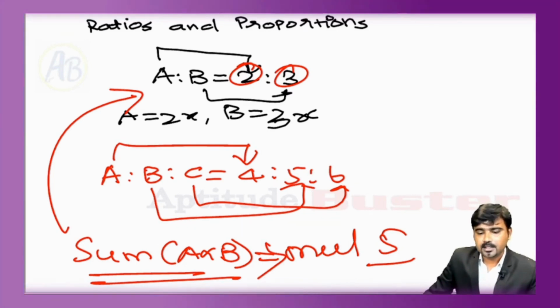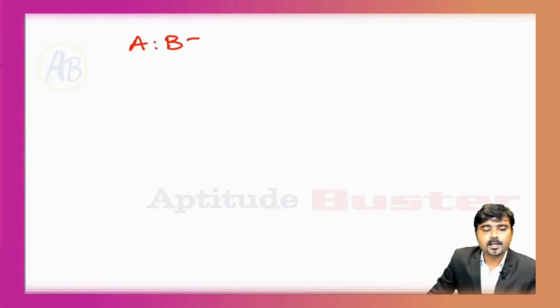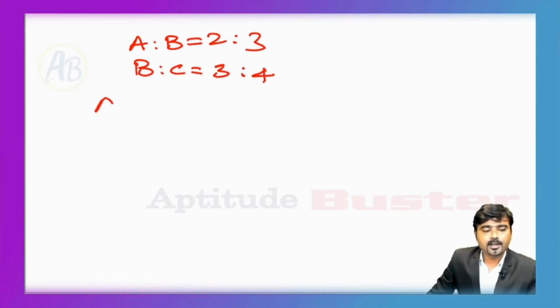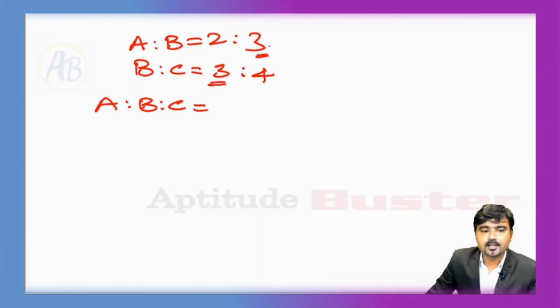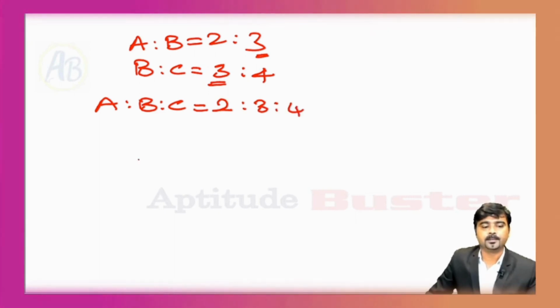Okay. Next one, A is to B is equal to 2 is to 3 and B is to C is equal to 3 is to 4. How can you find out A is to B is to C? This is very simple. The reason is, these two values are same. When these two values are same, you can directly write 2 is to 3 is to 4. Otherwise, it is not possible.